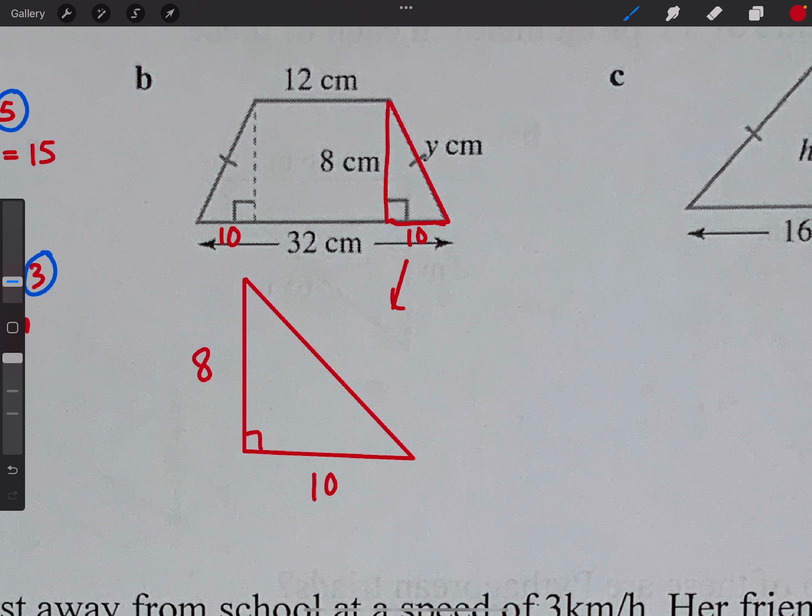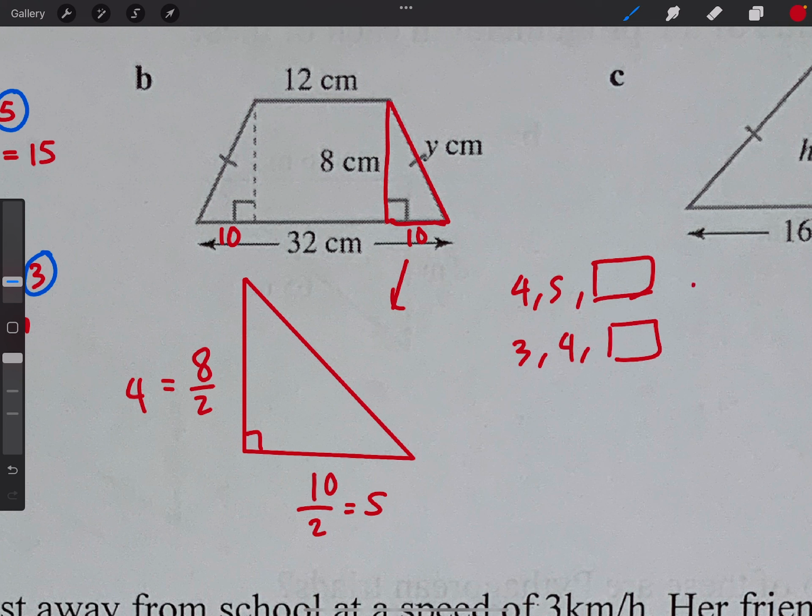Now remember the Pythagorean triad. Actually, no, this is not a Pythagorean triad. If I divide this by 2, I'm going to get 4, and if I divide this by 2, I'm going to get 5. We don't have a Pythagorean triad of 4, 5 and a number here. It's only 3, 4 and 5, and the biggest number has to be the 5. But in this case, the biggest number is not the 5. So this is not a Pythagorean triad. We have to use Pythagoras' theorem and work it out.